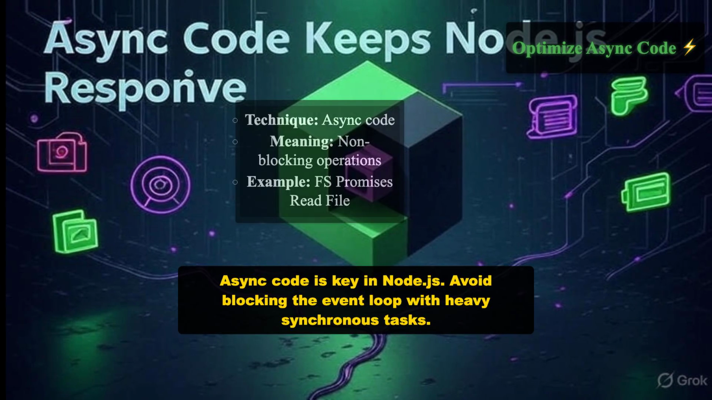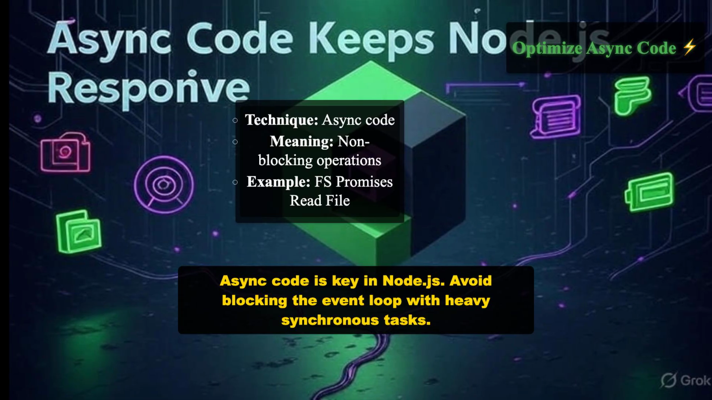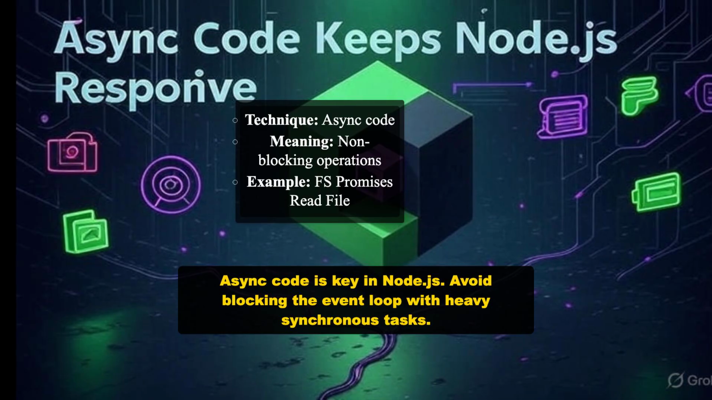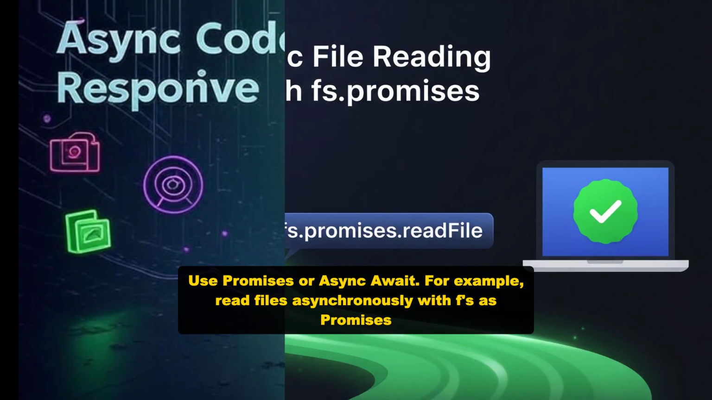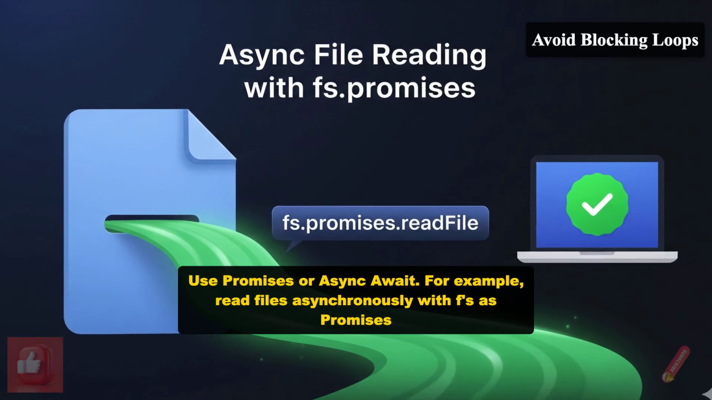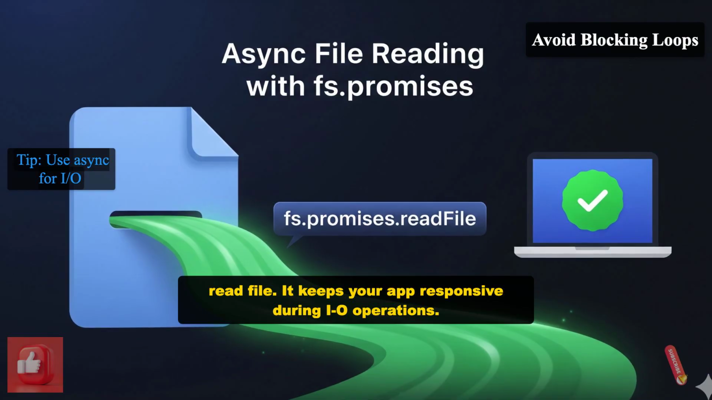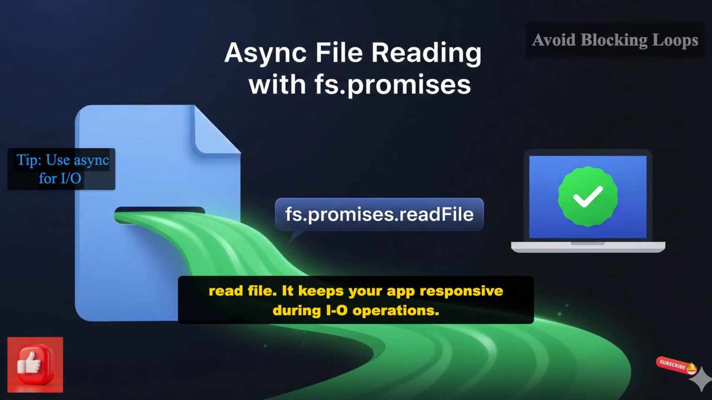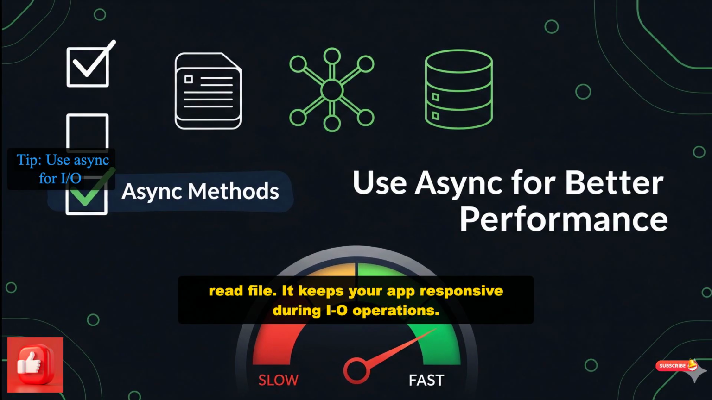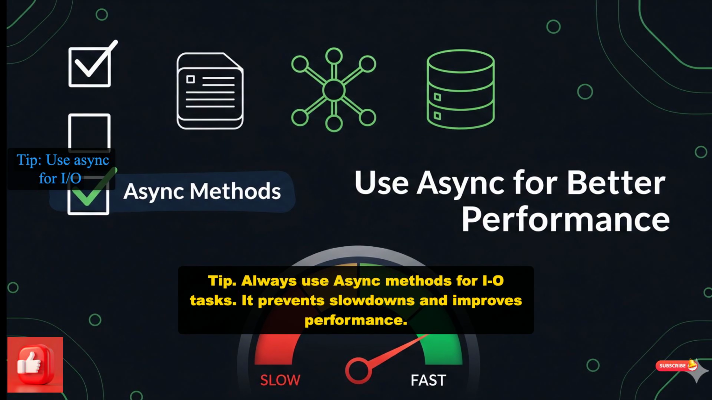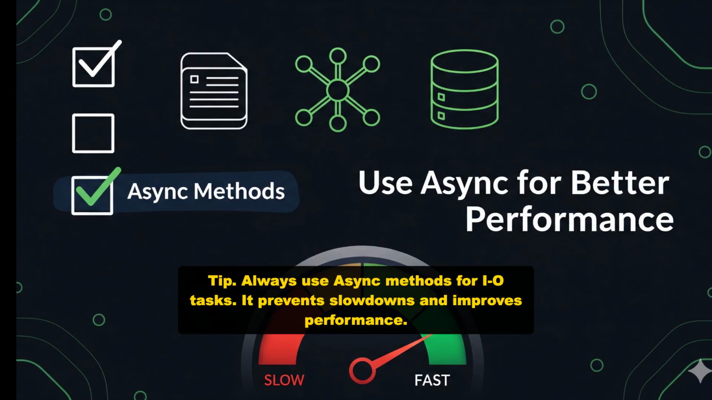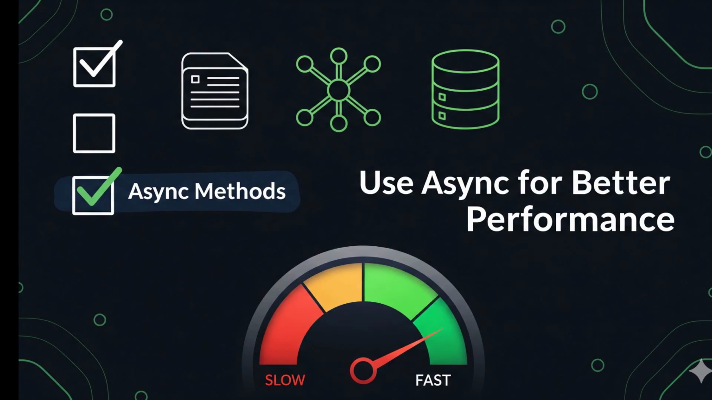Async code is key in Node.js. Avoid blocking the event loop with heavy synchronous tasks. Use promises or async await. For example, read files asynchronously with fs.promises.readFile. It keeps your app responsive during I/O operations. Tip: always use async methods for I/O tasks. It prevents slowdowns and improves performance.